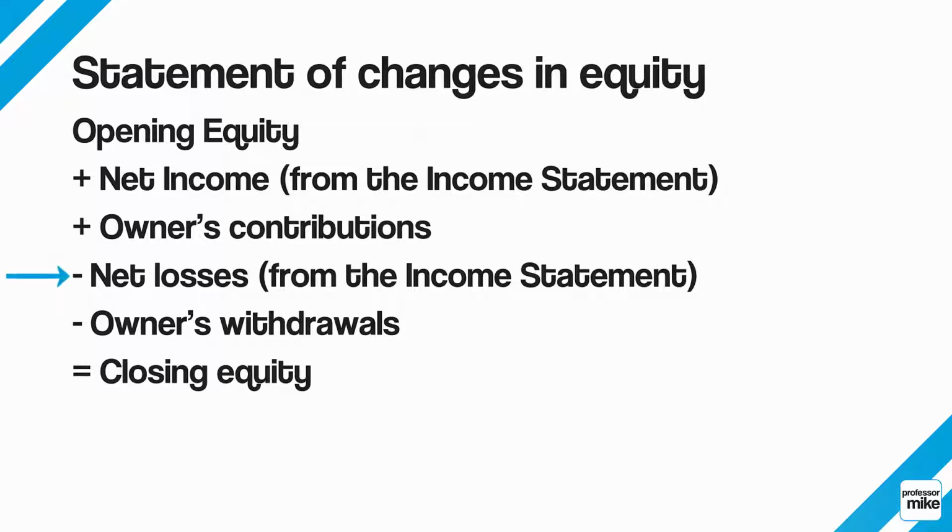We then take away net losses. Again, those are from the income statement. You can only have one, either income or loss. So if we've made a loss, we take that away from equity. Or if we've withdrawn money from the company, we take that off of equity. And that gets us to our closing. So we've got our beginning, we add some things, potentially, we take some things away, potentially, and we end up with our closing equity. Again, you can see over a period of time.